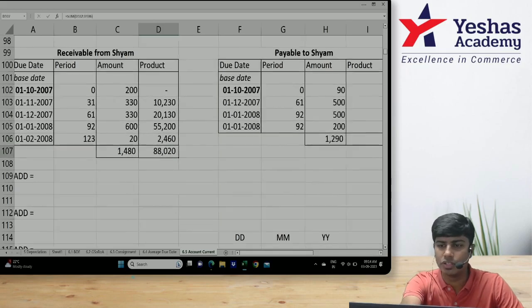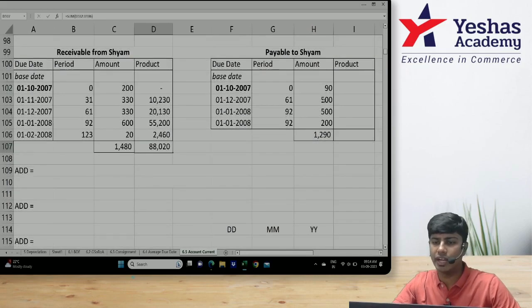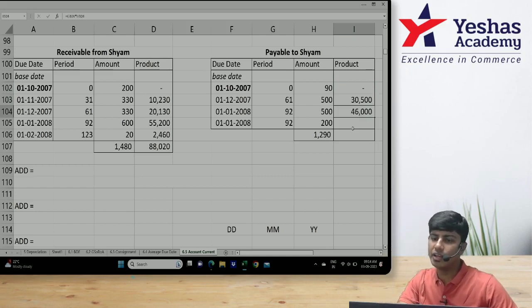Okay. Similarly, we'll do the total this side also. 0 into 90, 0. 61 into 500. 92 into 500. 92 into 200. Total.